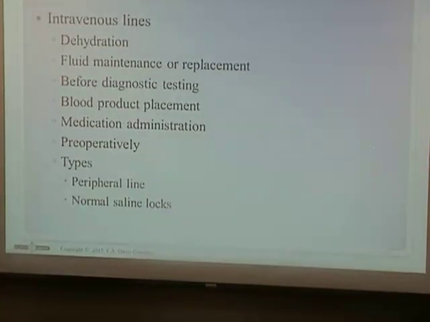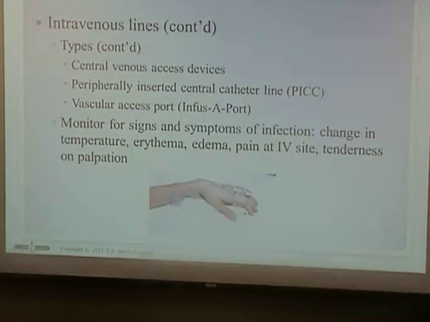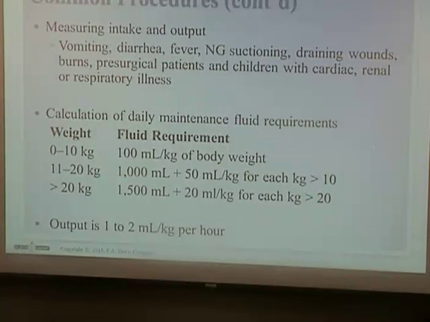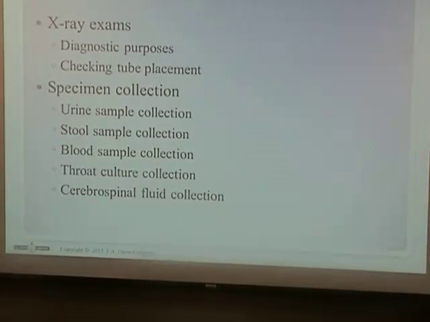See, this is what frustrates me. Do we really need a list of why you would ever use an IV on any human being? No. Other types, they have the exact same ones that grown-ups have. Okay. Monitoring intake and output, no different in children than it is in grown-ups, but it's particularly important with children who have cardiac or respiratory illness. X-rays, exactly the same.